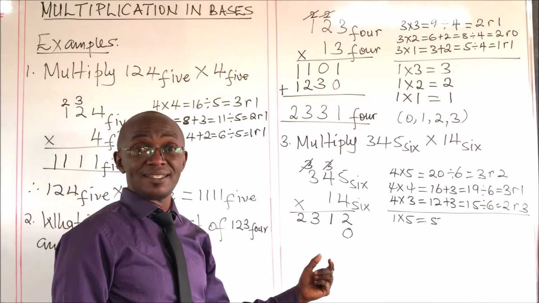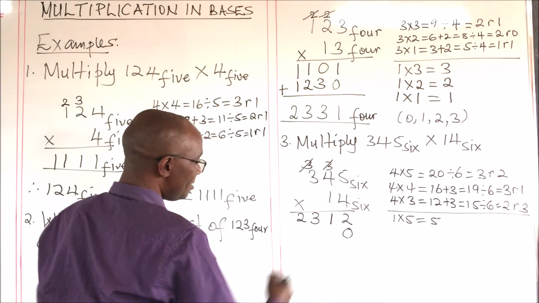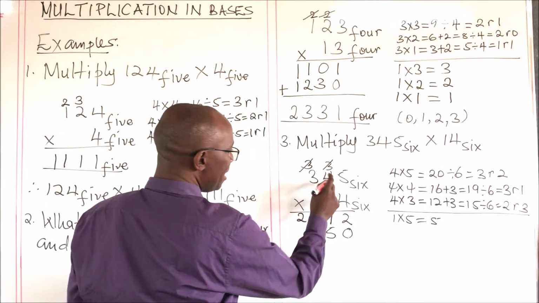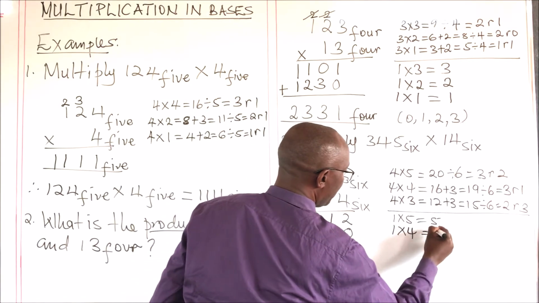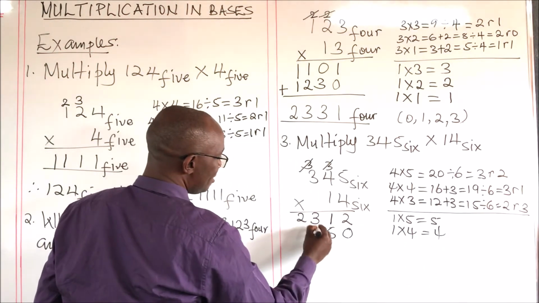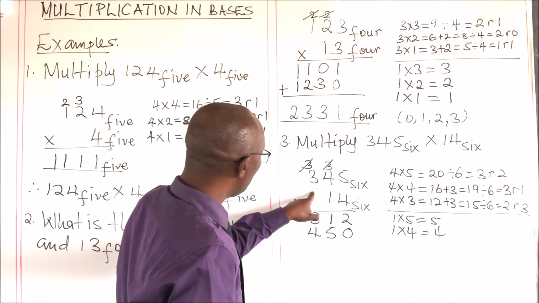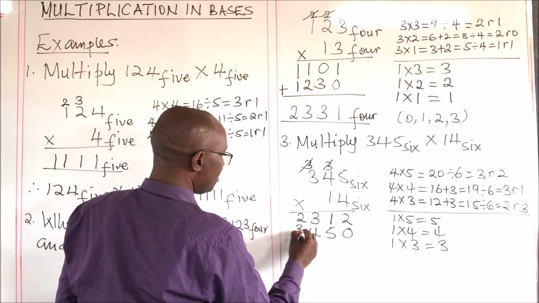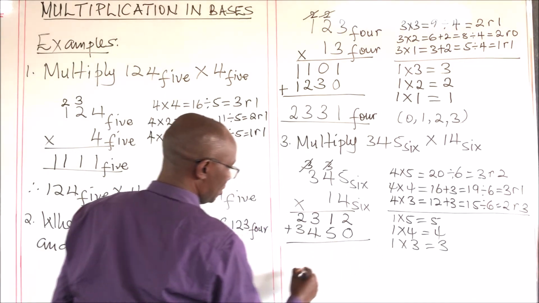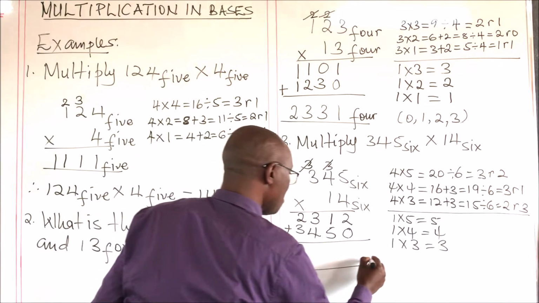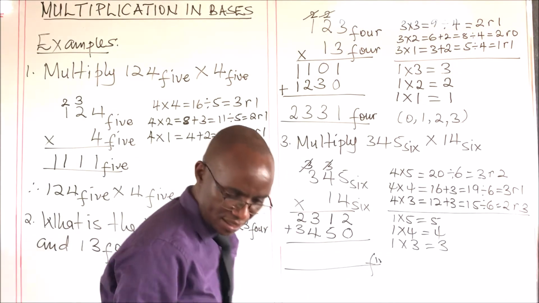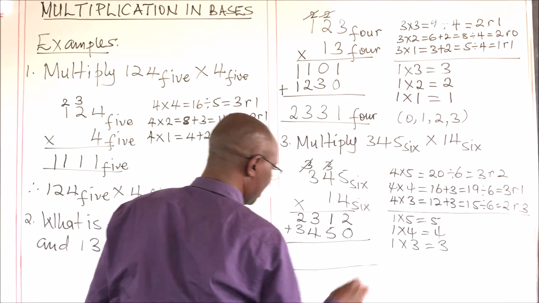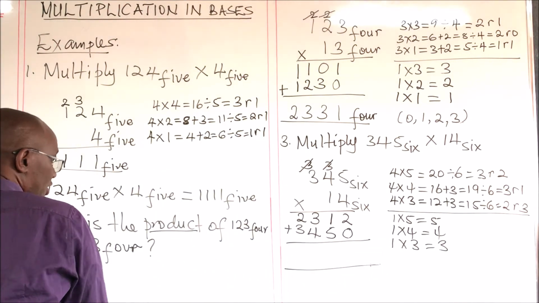Can we write 5 in base 6? Yes, we can write 5 in base 6 because it is less than 6. Now we go to 1 times 4, we get 4, so we can write 4 in base 6 because it is less than the base. Now we go to 1 times 3, we get 3, we can write 3 in base 6. So we add to get our final answer. Remember, the answer must be in base 6. Do not forget writing the name of the base onto your answer.